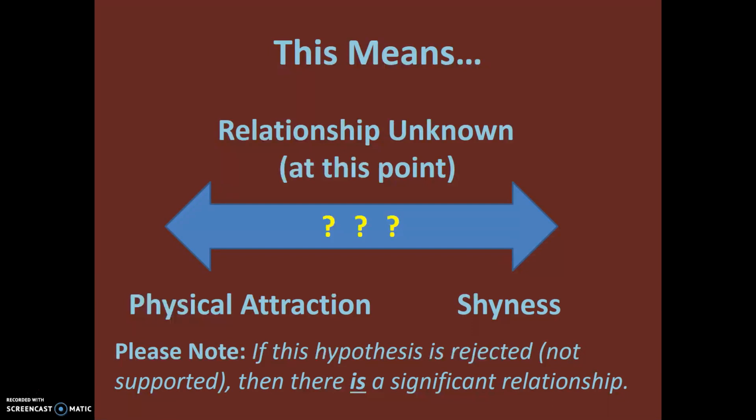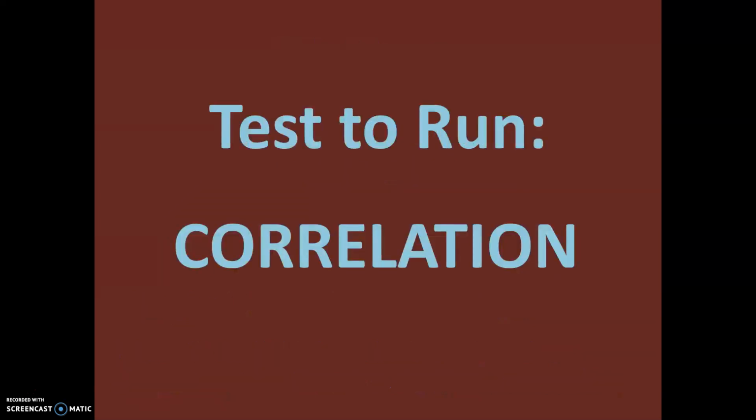The trick to a null hypothesis is to understand that if this hypothesis is rejected, meaning that there's no support for it, then that must mean that there is a significant relationship between the two variables. In that case, the test of analysis that we would use to run this hypothesis would be a correlation. That means in SPSS, you would run a correlation between the variables physical attraction and shyness.